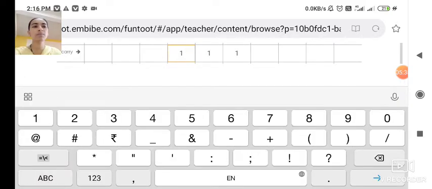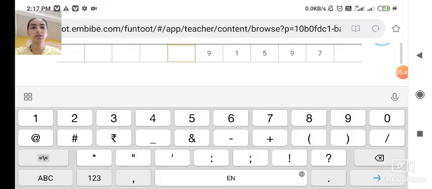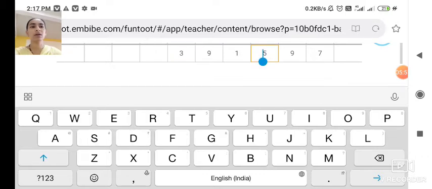So 1 is here. Now let's take the addition of all these 1, 1, 1. How many times are there? 3. So addition is 1 plus 1 plus 1. Addition will be 3. Okay, written. Now let's see the next one.